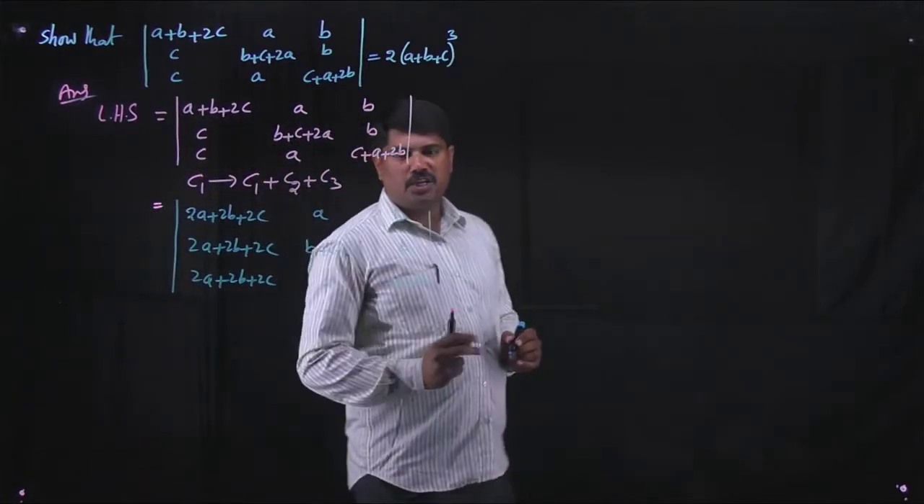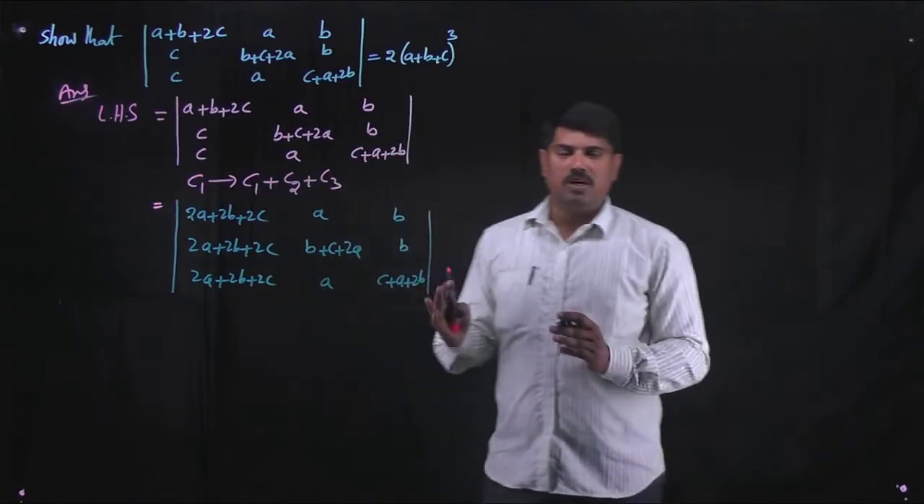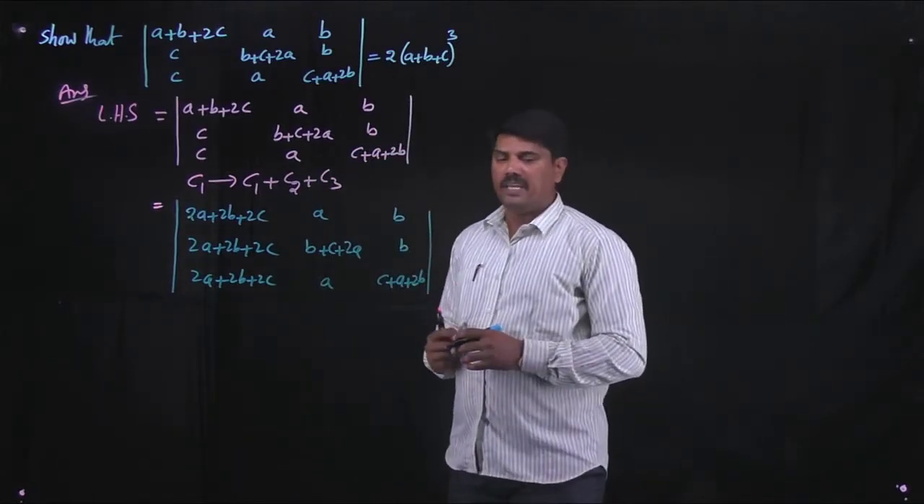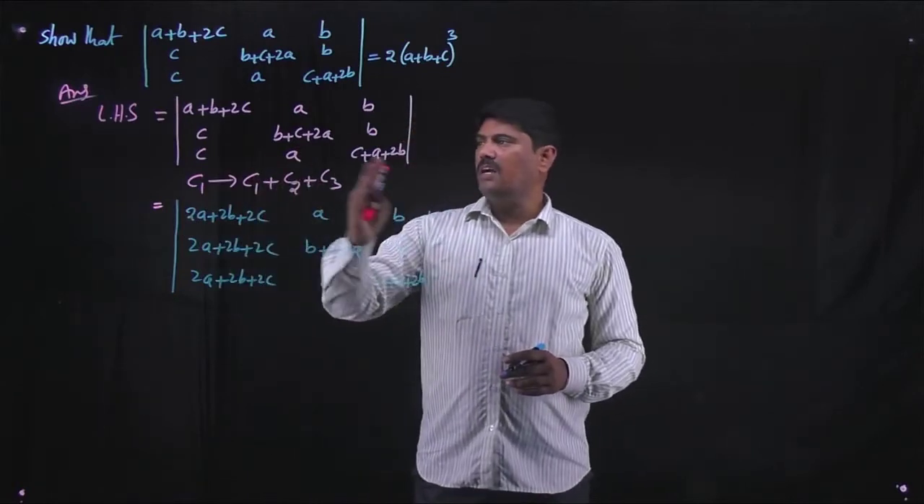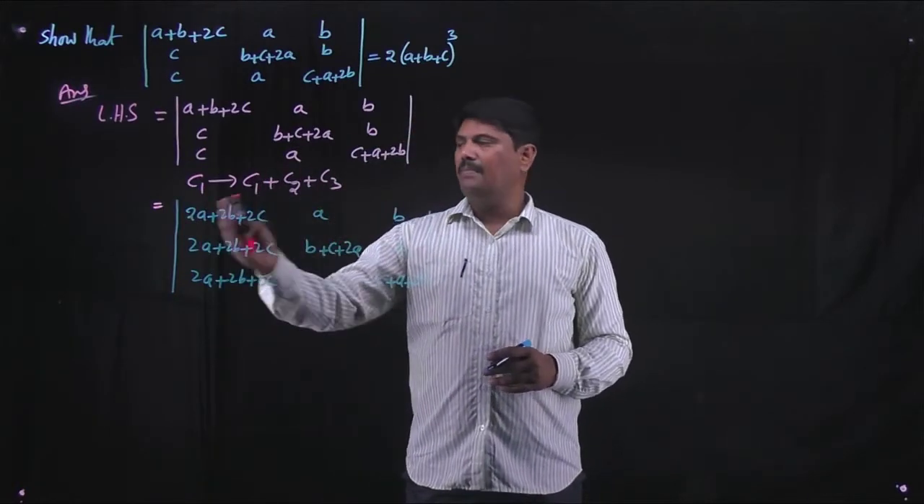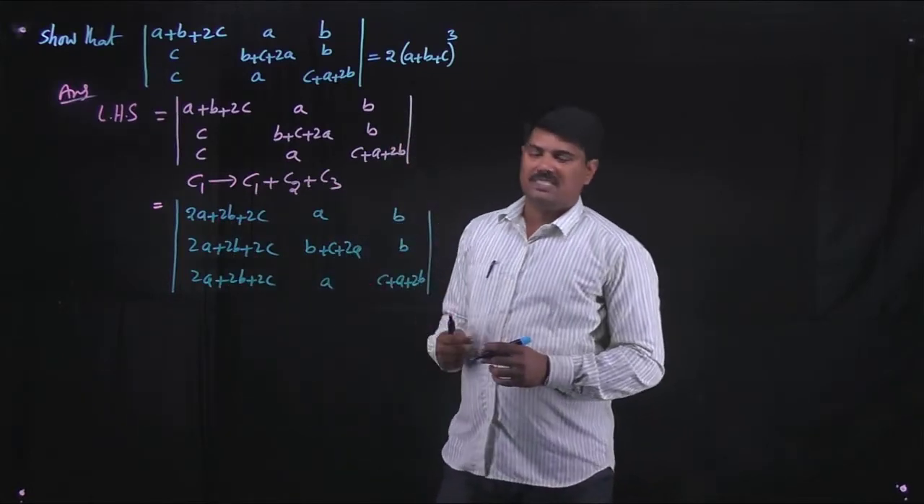So the first application is very important. The first step is good, and you will go through the answer very easily. Adding the columns, all the column elements, and writing them as one single column, so that you will get a common factor.